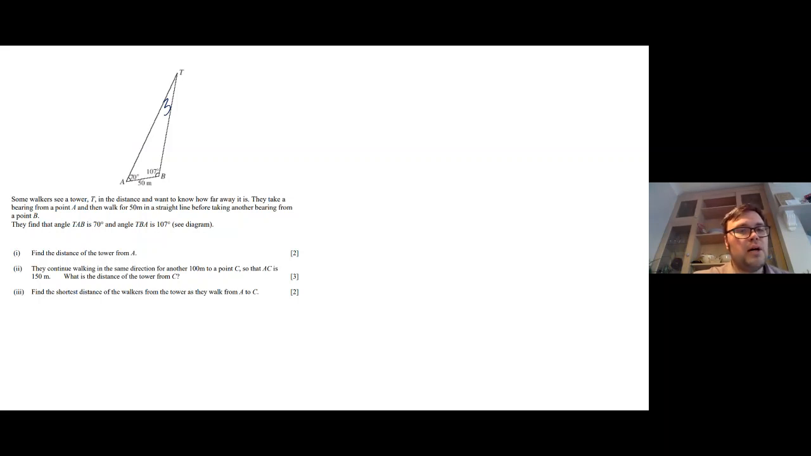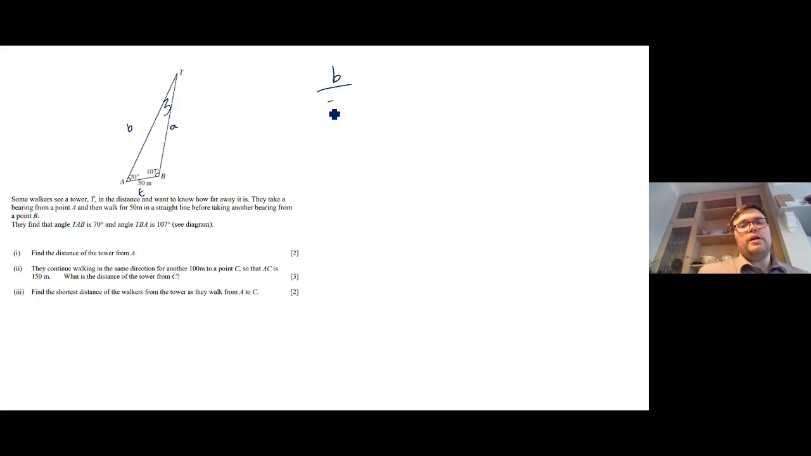Find the distance of the tower from A. So we need to find the distance of the tower from A. If I label the diagram again, that is uppercase T, lowercase b, lowercase a. So we're actually looking for the value of b, because that would be the distance of the tower from A. We haven't got the SAS here, side angle side. What we've got is going to be the sine rule. b is what we're trying to work out.